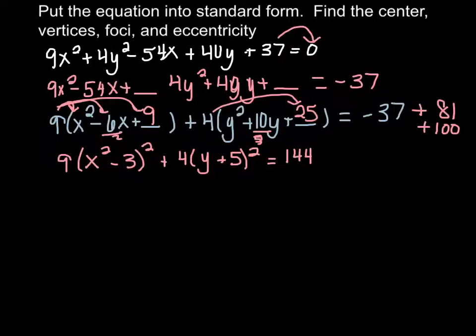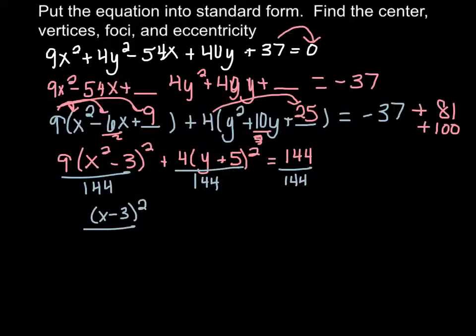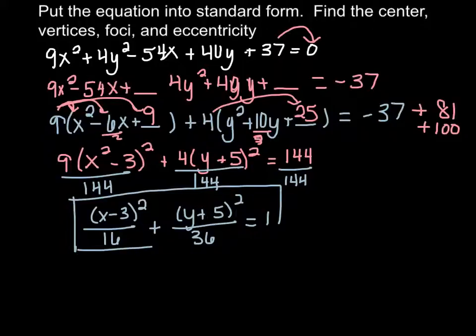144. Now, I'm still not in standard form because this has to be 1, so I'm going to divide 144 out of every term and simplify. When I do that, I get (x - 3) squared over 16 plus (y + 5) squared over 36, and that equals 1. Here's standard form of my ellipse. From there, I can figure out the center.